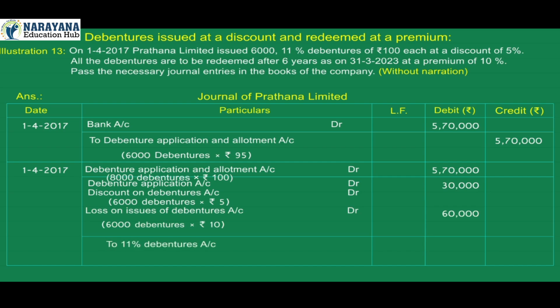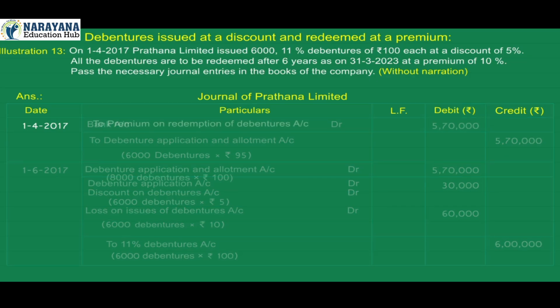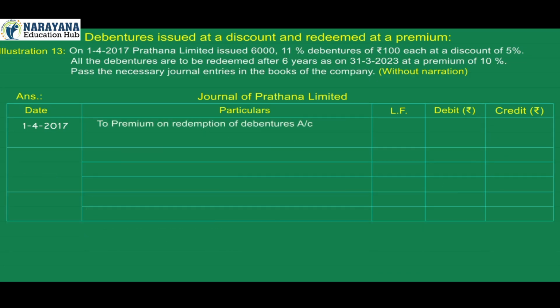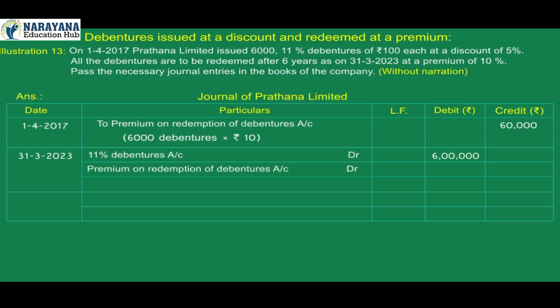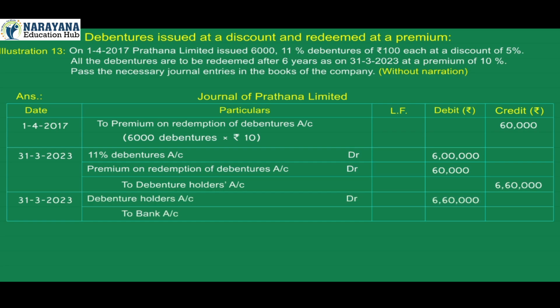To 11% debentures account credit 6 lakh, 6,000 debentures into ₹100. To premium on redemption of debentures account credit 60,000, 6,000 debentures into ₹10. 31st March 2023. 11% debentures account debit 6 lakh. Premium on redemption of debentures account debit 60,000, to debenture holders account credit 6,60,000. 31st March 2023. Debenture holders account debit 6,60,000, to bank account credit 6,60,000.